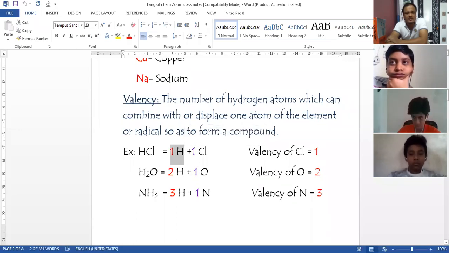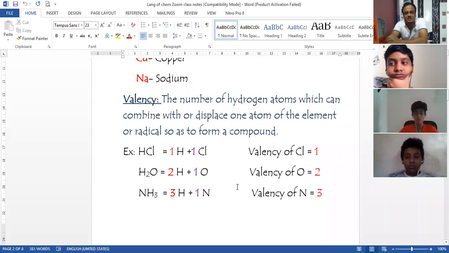Similarly, if I'm taking water, one atom of oxygen is combining with two atoms of hydrogen, which means the valency of oxygen is 2. Similarly, in ammonia, one nitrogen is combining with three hydrogen atoms, so the valency of nitrogen is 3. You already know that the valency of chlorine is -1, oxygen is -2, and nitrogen is -3, which we study as nitride, IDE.